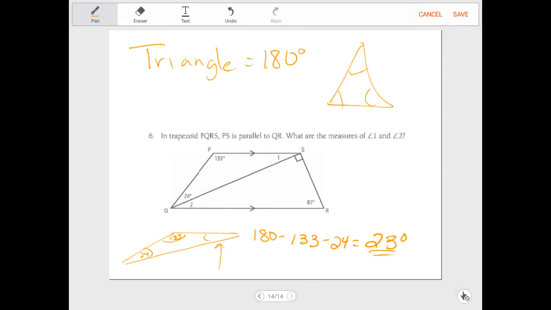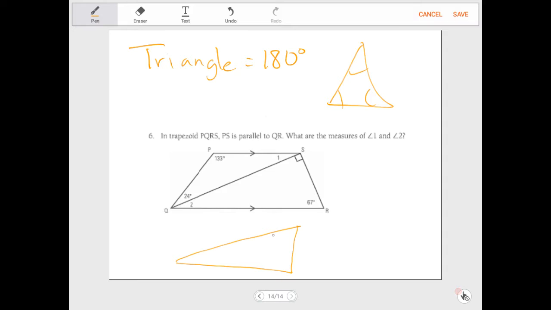No big deal. If you want to figure out number 2, number 2 is in the lower triangle, which looks like this. This has that little box, so this is 90 degrees. This is 67. Same rule applies, it's a triangle. So all you have to do is go 180, take away 90, take away 67, and you'll get your answer. 180 gives you 23 degrees again. So angle 2 is 23 degrees.